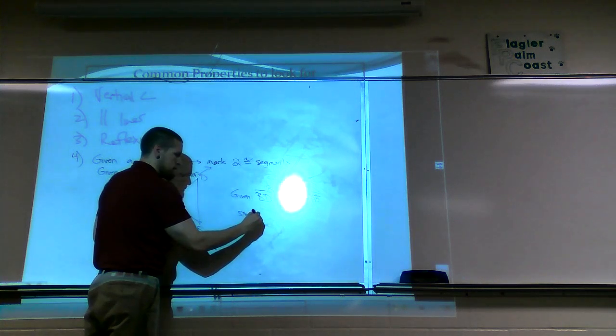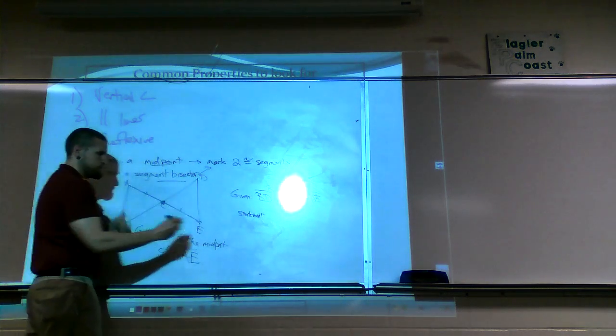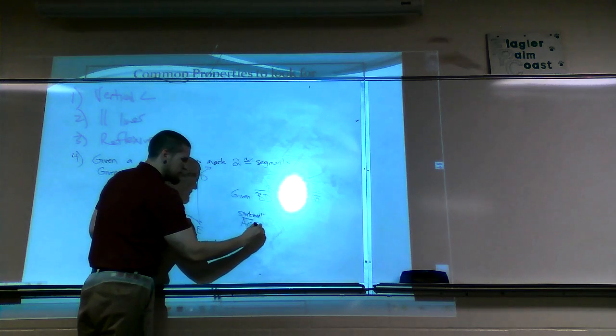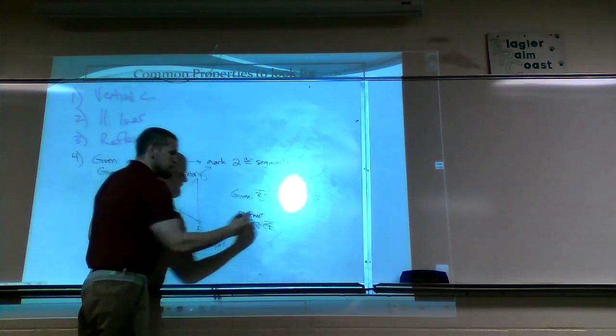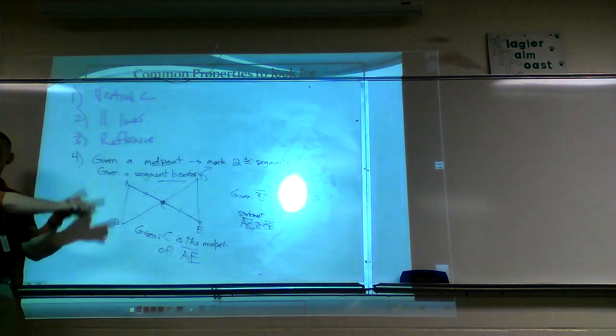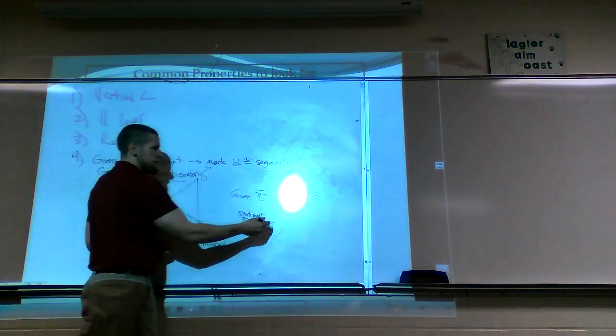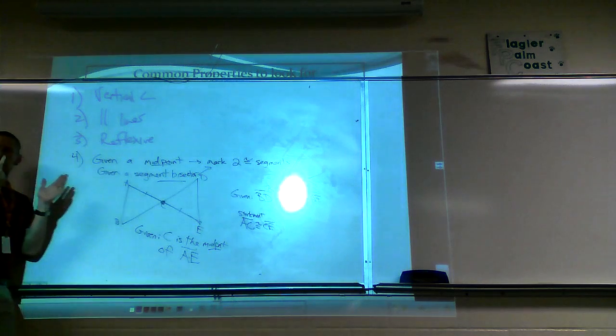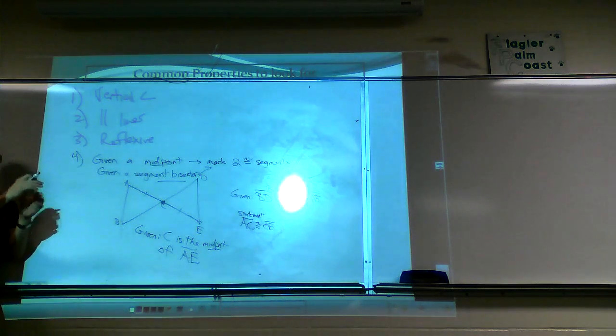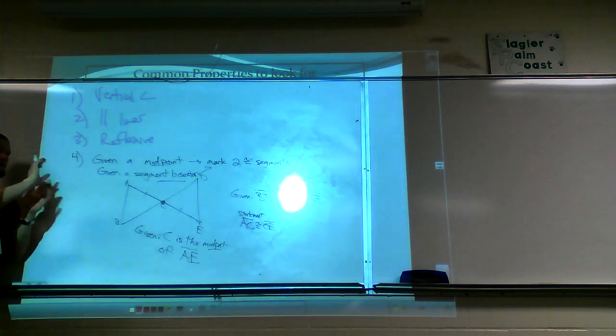statement going AC is congruent to CE. The difference is here you would say, for your reason, definition of midpoint. Over there would be definition of a bisector, because of the difference in the wording. Even though it gets you the same result, the wording's a little tiny different.